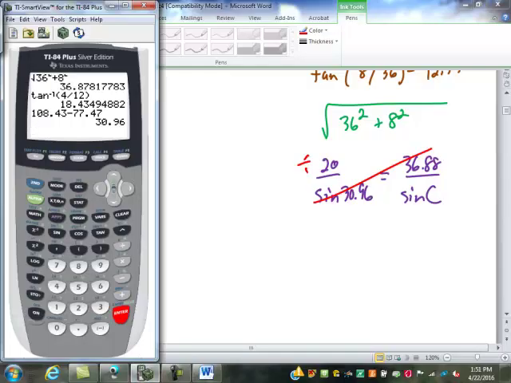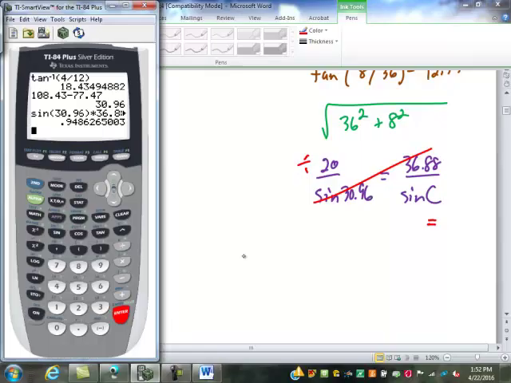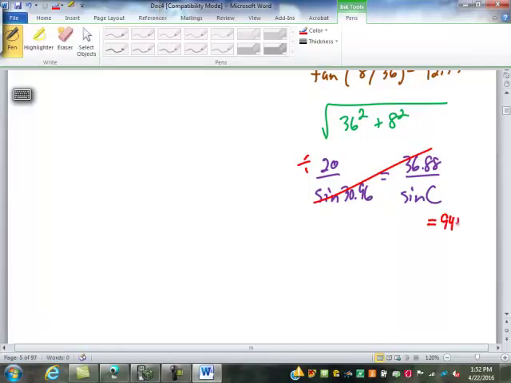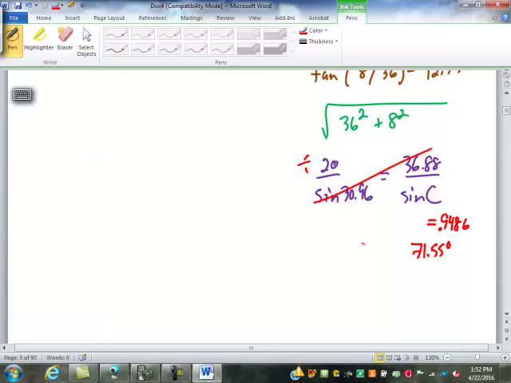So sine of 30.96 times 36.88 divided by 20 gives us that this sine is 0.9486. I'm going to do an inverse sine, so second sine of that answer is 71.55 degrees, but we have to do 180 minus that. So that angle is 108.45 degrees.